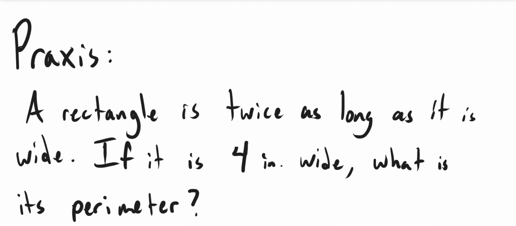I want to see these in addition to your critical notes to validate that you watched the video. This one says, a rectangle is twice as long as it is wide. If it's 4 inches wide, what is its perimeter? So pause the video and give this a shot. Think about it. Okay, let's take a moment now and see how you did.